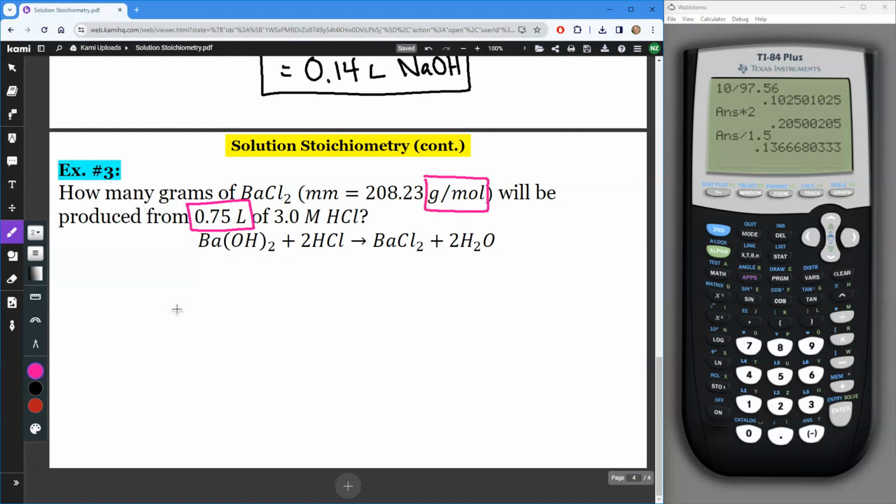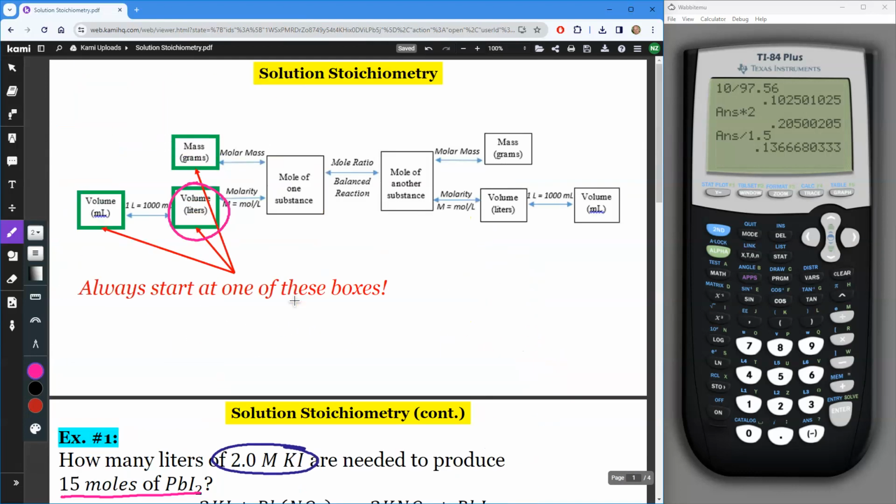So let's start with our 0.75 liters of HCl. If you go back up and look at our flow chart, we're going from liters to grams. So we're starting here, and we're going to first convert to moles. Then we'll do a mole ratio, and then we'll use the molar mass to get to grams. So 3 steps here.